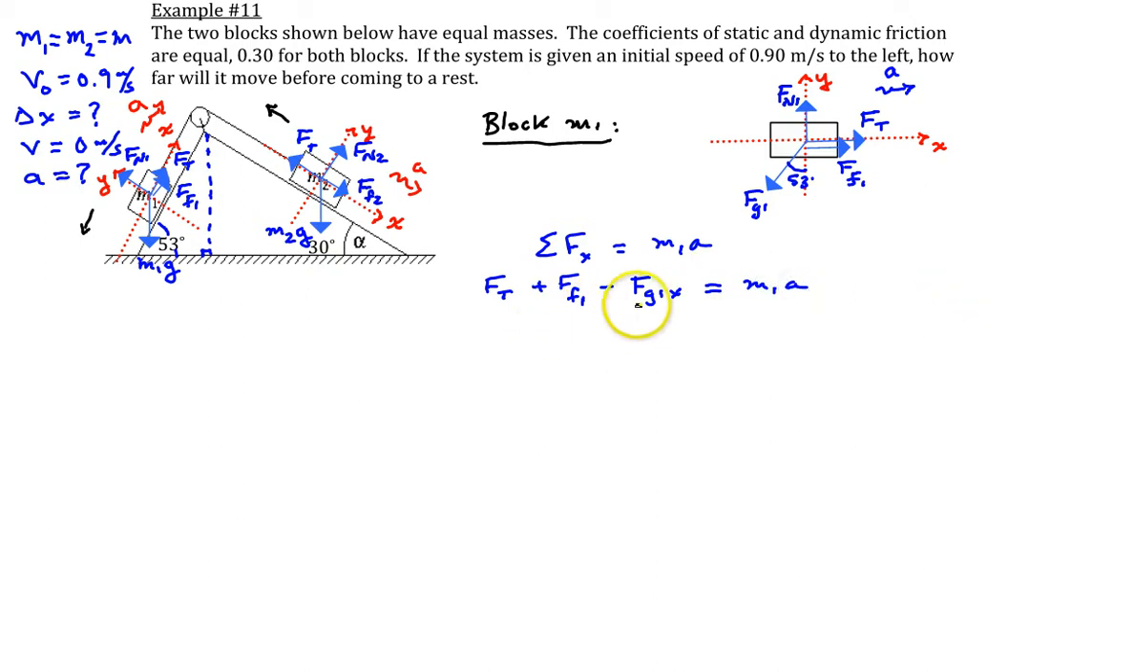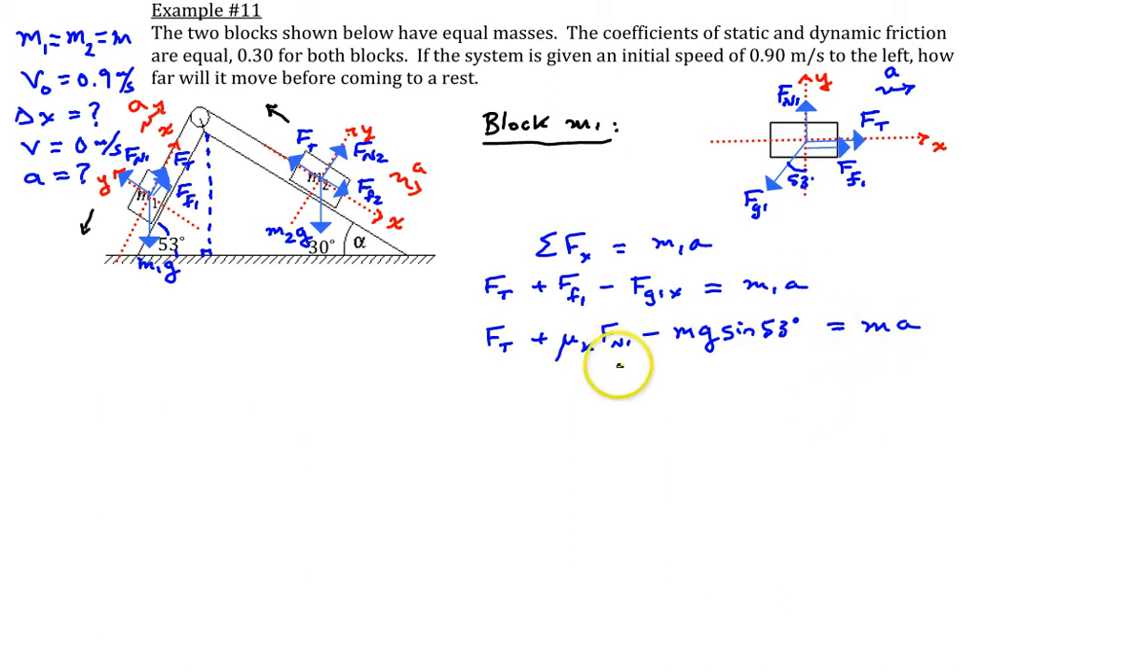Let's expand these two terms here. Tension we'll leave as it is. But now we're going to rewrite the force of friction as the coefficient of friction. It's moving, so it's mu k times the normal on that block M1, minus m times g. Instead of using m1, I'm just going to use m because that is the same mass. And then times the sine of the angle given, which is 53 degrees. And this is all equal to m times a. And again, I'm just replacing m1 with m now.